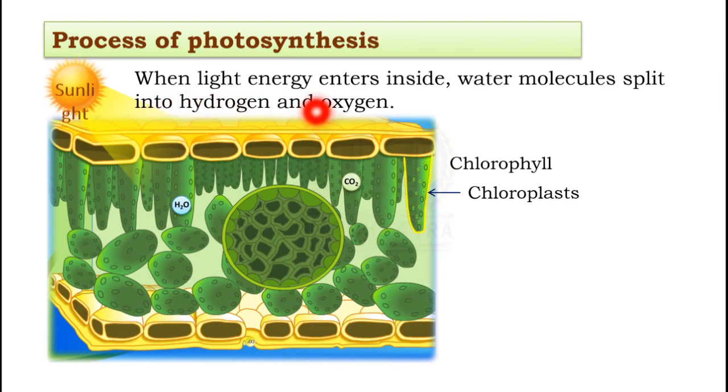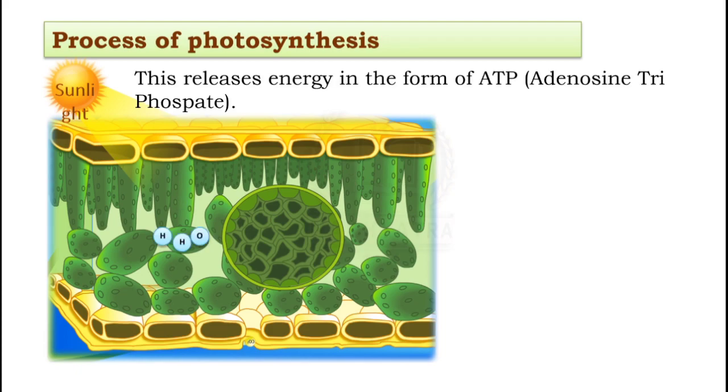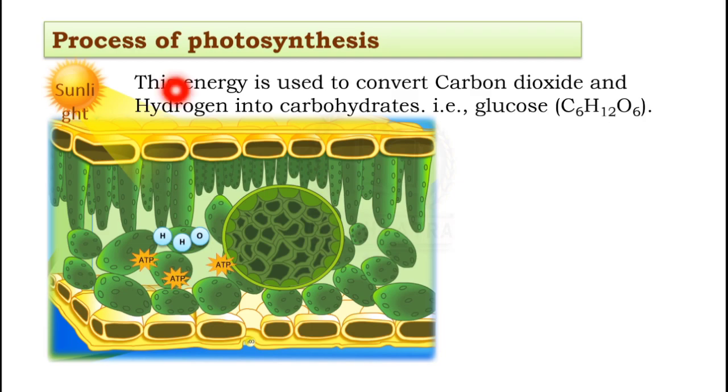When light energy enters inside, water molecules split into hydrogen and oxygen. আৰু যেতিয়া হে লাইট এনাৰ্জিটো সোমায় তেতিয়া তাত থকা ওয়াটাৰ মলিকিউলছটো স্প্লিট হয় হাইড্ৰোজেন আৰু অক্সিজেনলে. This releases energy in the form of ATP. আৰু এই ৰিঅ্যাকশনটোত এটা এনাৰ্জি ৰিলিজ হয় in the form of ATP. So ATP means adenosine triphosphate. Okay? This energy is used to convert carbon dioxide and hydrogen into carbohydrates, that is glucose. And see, this is the chemical formula for glucose, C6H12O6.